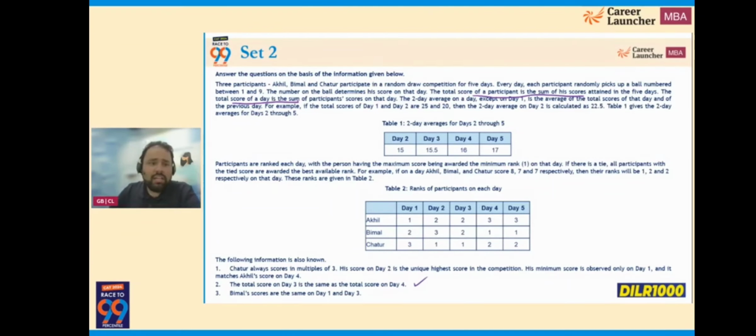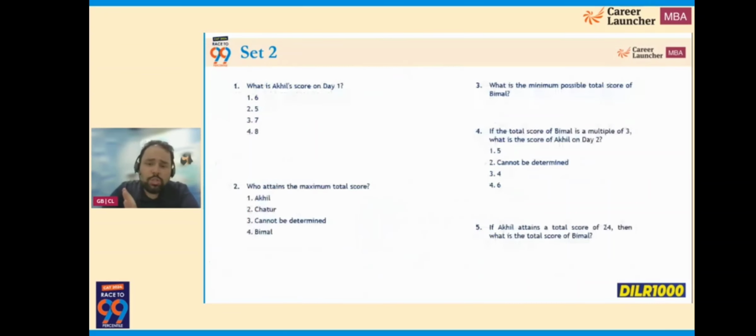The other part: participants are ranked each day, with the person having the maximum score being awarded the minimum rank. If there is a tie, all participants with the tied score are awarded the best possible rank. For example, if on a day A, B, C score 8, 7, 7, then their ranks will be 1 and 2 respectively. These ranks are given here. So I understood the data first. Also I know there is some additional data. Questions I have also gone ahead and read. Let's actually go ahead and start solving.